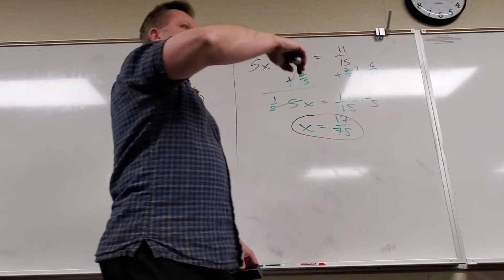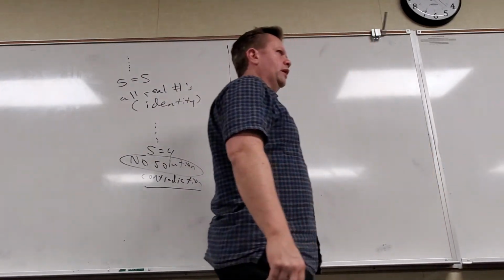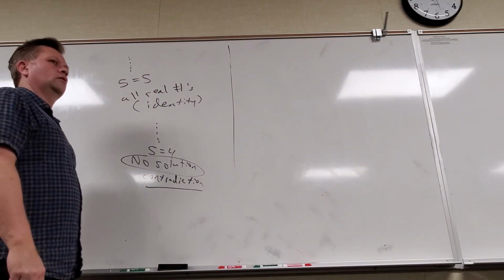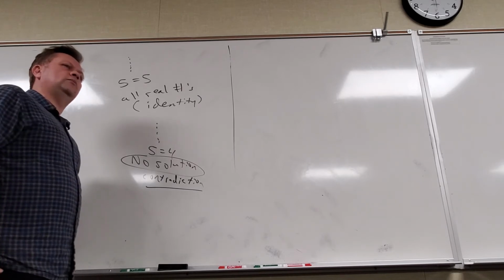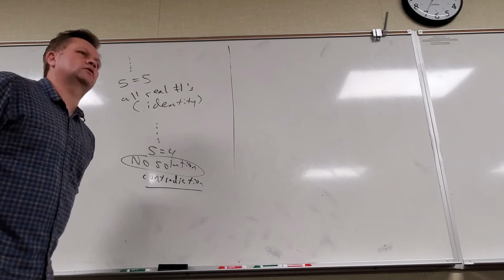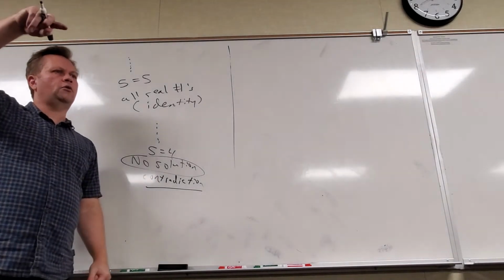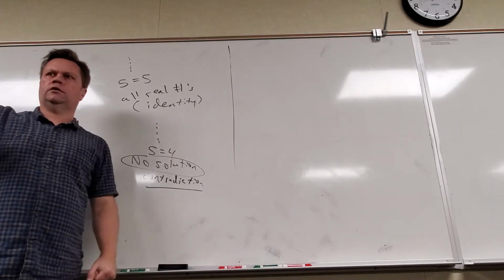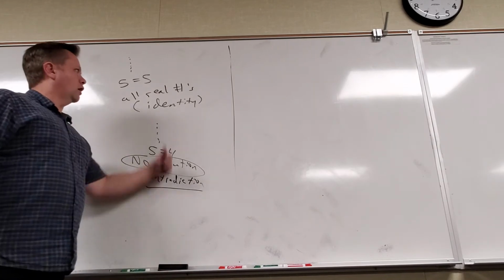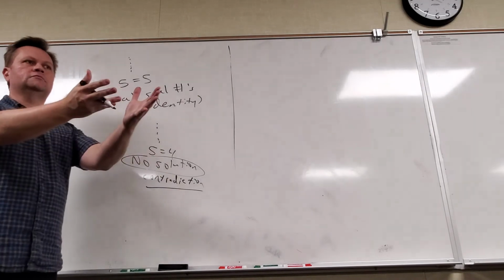Yes? Can we not put true and then not equal sign? Wait, what? Like 5 = 5, just put a solution? How do you mean? Or equal, true. But that doesn't tell me what the answers are. So you have to write all real numbers. Do you understand? How do you know when you're done with an equation? When you can tell me what the answers are. If you say true, that doesn't tell me what the answers are. All real numbers, okay, there's the answers. No solution, okay, there's the answer.